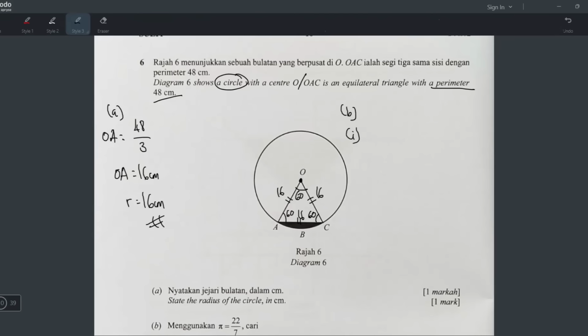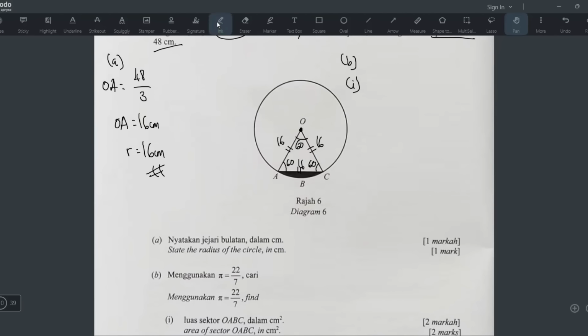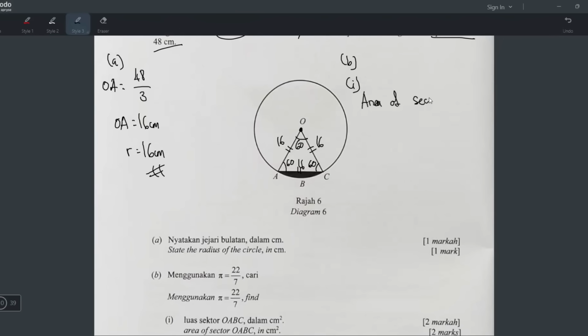So B, I think B1, they want what? Okay, let me scroll here. So use pi 22/7, find the area of sector OABC in cm squared. So for this, you have to use the area of sector formula. Okay, so the area of sector formula is pi r square times theta over 360. Yeah, this is the formula you learn in lower form. So in bahasa Melayu is pi j kuasa 2 darab dengan sudut per 360 lah.